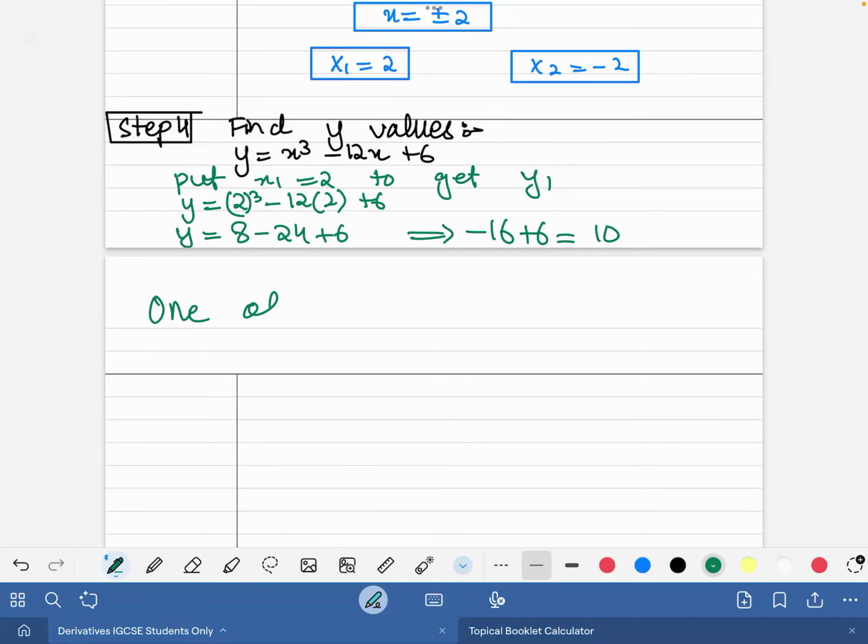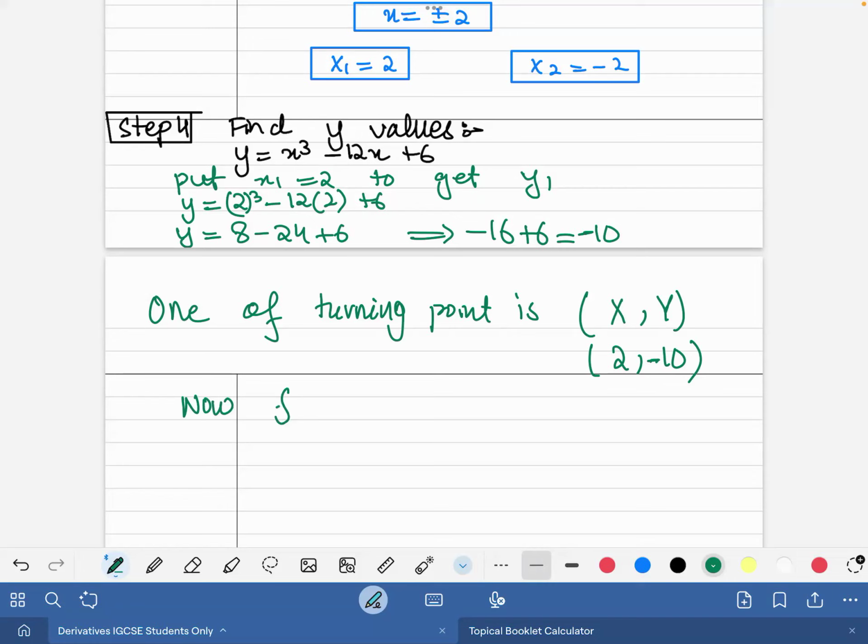One of the turning points is x and y, and the first x coordinate is +2 and the y coordinate is 10. That is what my first turning point of the graph is. It's minus 10, sorry. This is minus 10. Okay, so now find y2.